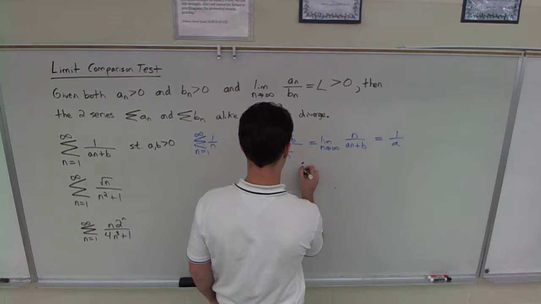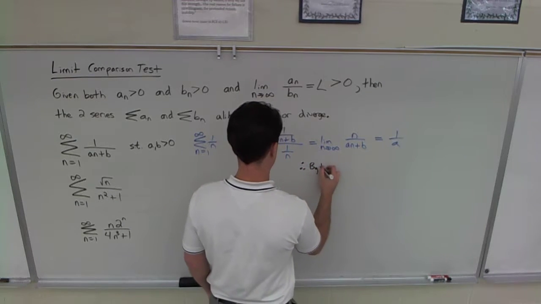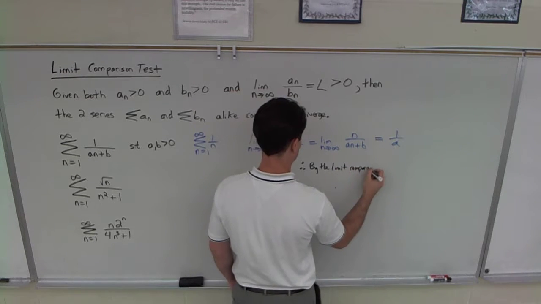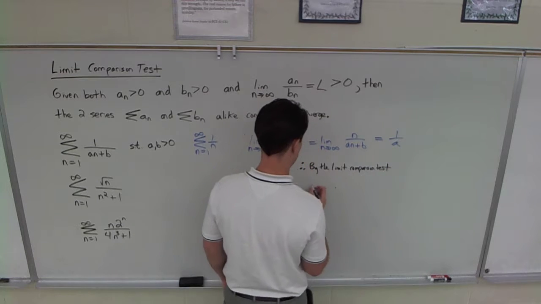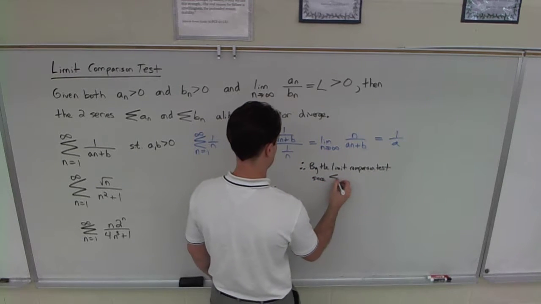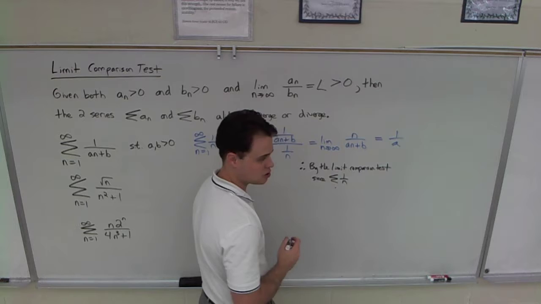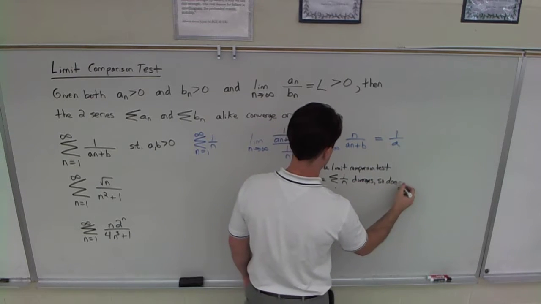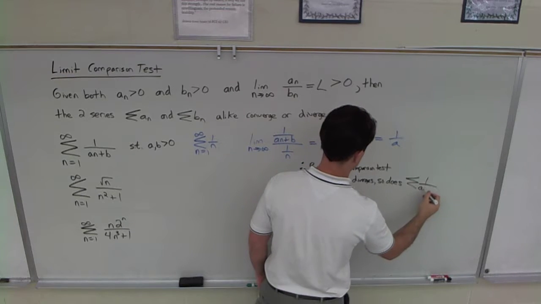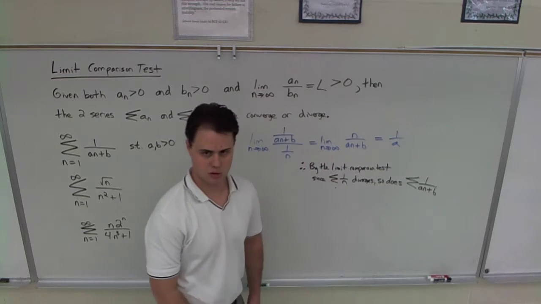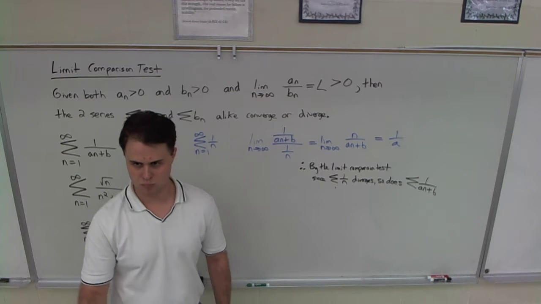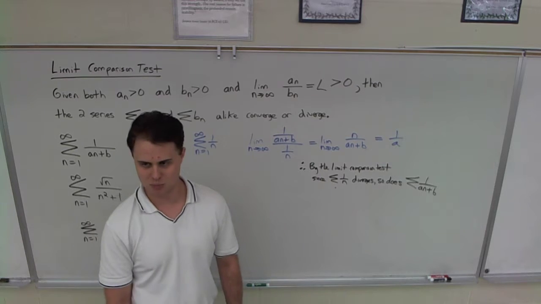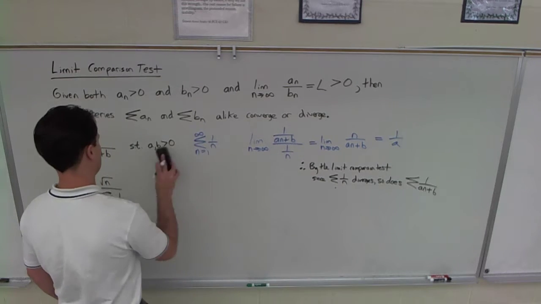So I'd say something like, therefore, by the limit comparison test, since the harmonic series diverges, so does the generalized harmonic series. Done. Shouldn't shock you that the generalized harmonic series is still like harmonic. Okay? Alright, let's look at another one.